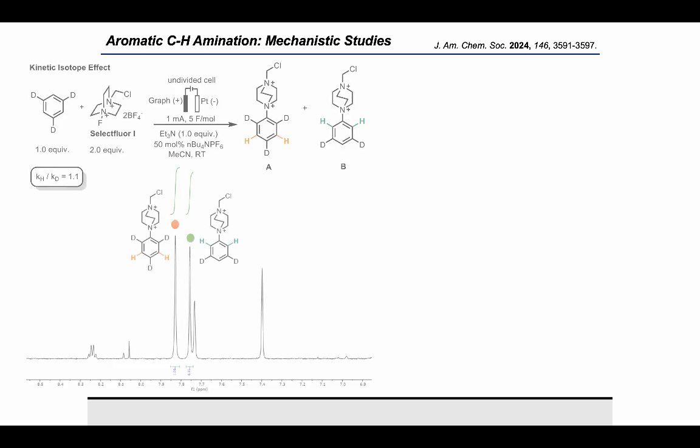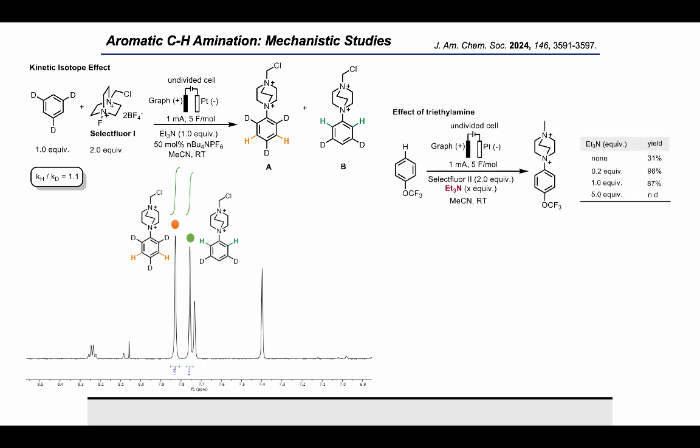With our preliminary results, experimental mechanistic studies were performed. Intramolecular kinetic isotope effect was investigated by performing an electrochemical amination reaction with 1,3,5-trideuterated benzene as the substrate. Analysis of the crude product showed a KIE of 1.1, suggesting that the aromatic carbon-hydrogen bond cleavage is not the rate-limiting step. We next investigated the role of triethylamine in the reaction.